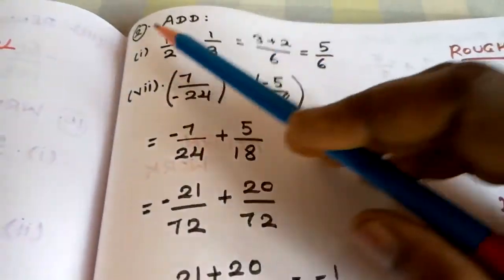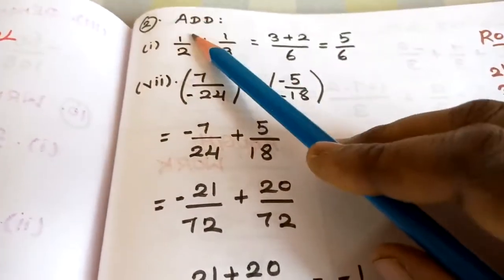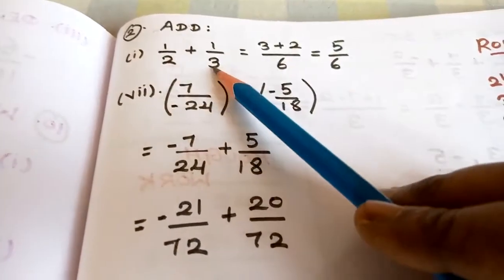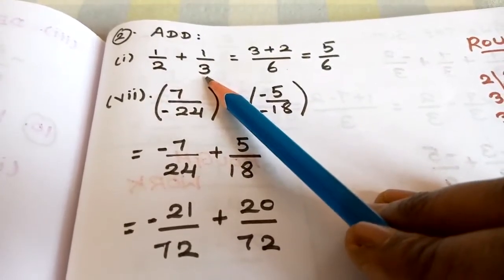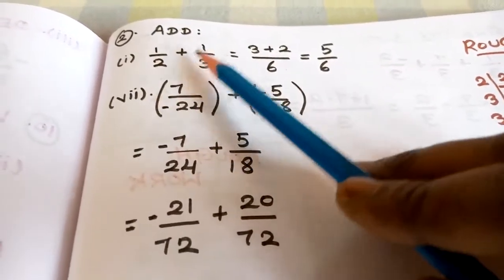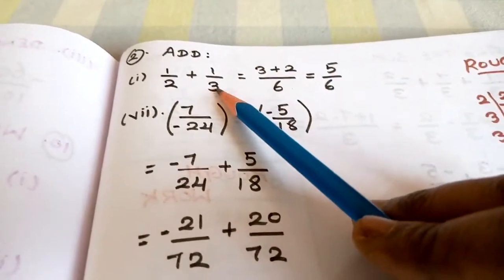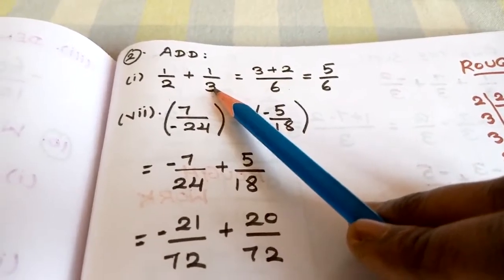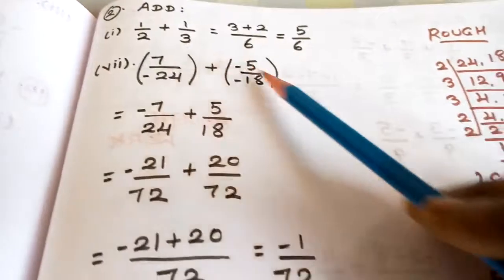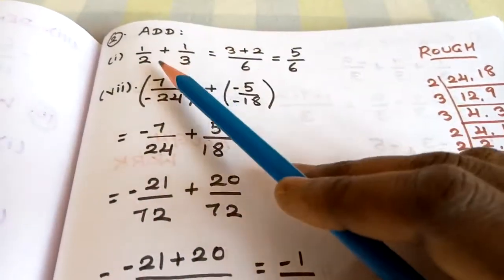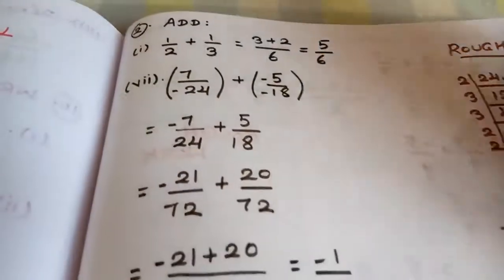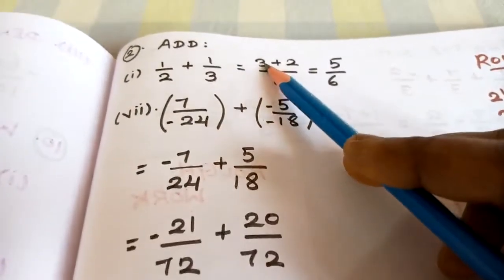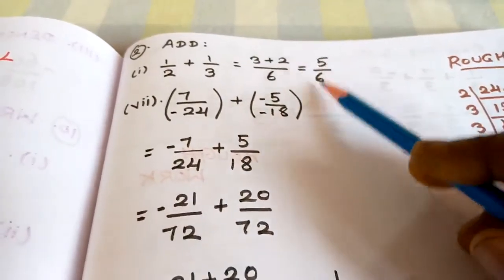Coming to the second part of the question, same question, add, but if you see these two rational numbers, the denominator part is not the same, it is different. So 1 by 2 plus 1 by 3. The denominator values are different here, students. In this case, first I am going to take the LCM. The LCM of 2 and 3 is 6, and we have done a lot of sums in this model, students. So 3 plus 2 by 6, you get the value 5 by 6.